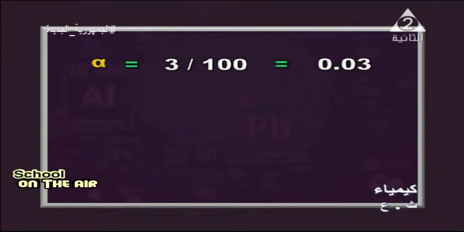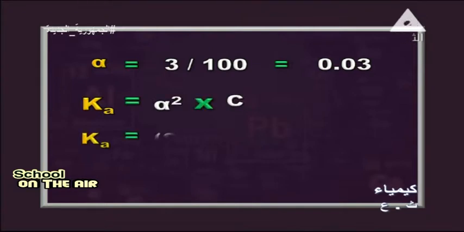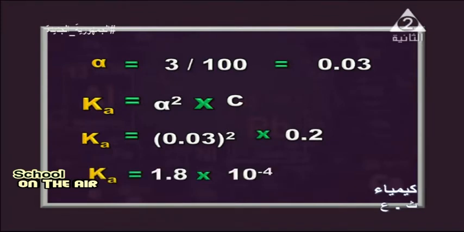The solution for this, as we know, alpha equals the percent over 100, so it equals 0.03, and Ka equals alpha square times C. By substituting the values of alpha and the concentration, Ka here equals 1.8 times 10 to power negative 4.